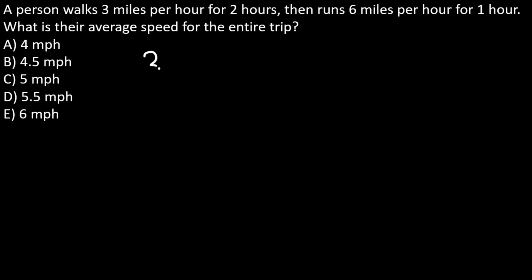7 times 7 equals 49 miles. So 3 miles per hour for 2 hours will be the number of miles he walks. So 7 times 7 equals 49, and so option D will be the answer.